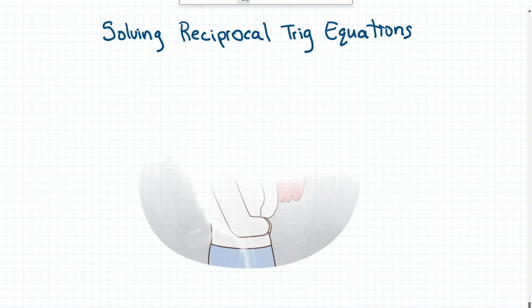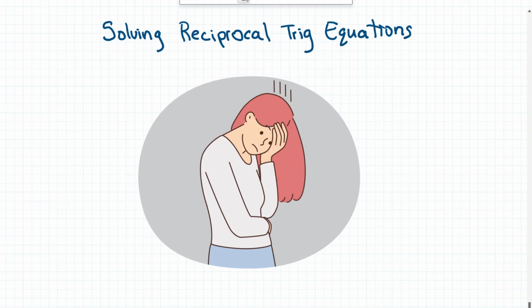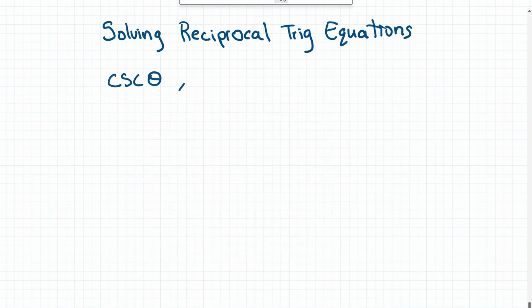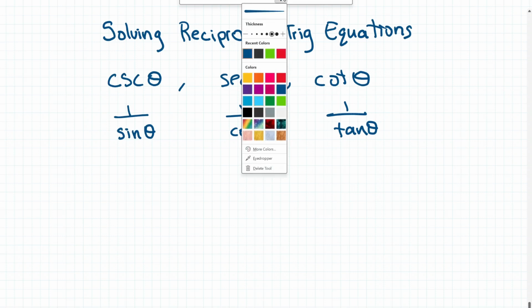Okay, the first thing I want to say is I do not want you to be afraid of reciprocal trig equations. If you see something like cosecant theta, secant theta, cotangent theta, just know that they're simply the reciprocal of our familiar trig ratios. So cosecant is 1 over sine theta, secant is 1 over cos theta, and cotangent is 1 over tan theta. So they have wonderful relationships with each other, and there's no need to get worried. And I'm going to show you an example today of how we can solve one of these equations.